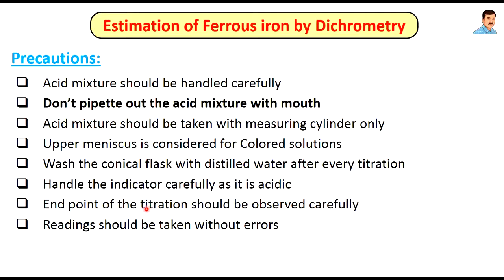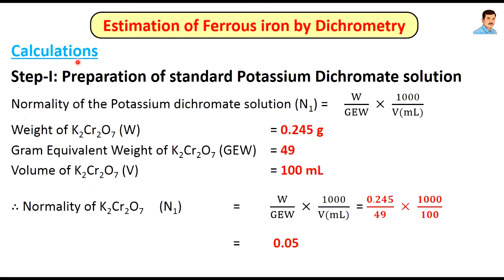The next precaution is endpoint of the titration should be observed carefully. So exact endpoint must be noted. We have to stop the titration immediately after observing the color change, that is light green to blue violet, and readings should be taken without any errors. These precautions we have to follow while doing this dichrometry experiment. Now the experiment is completed. We will have a look at the calculations.